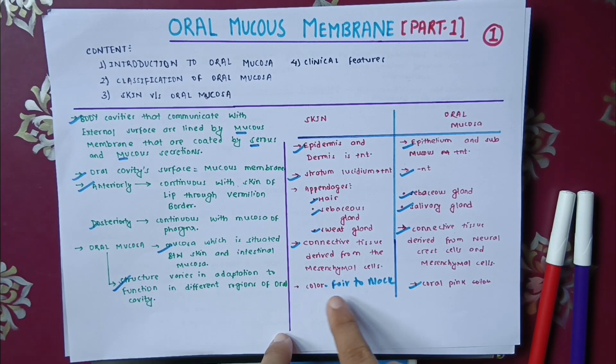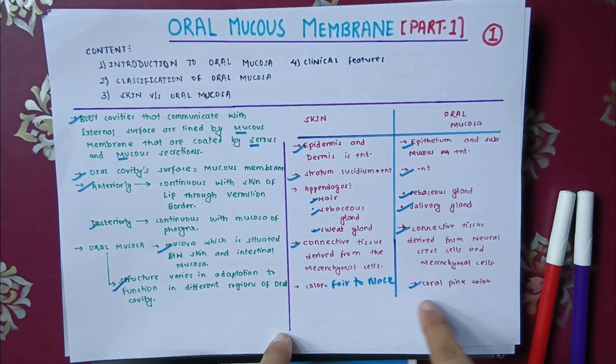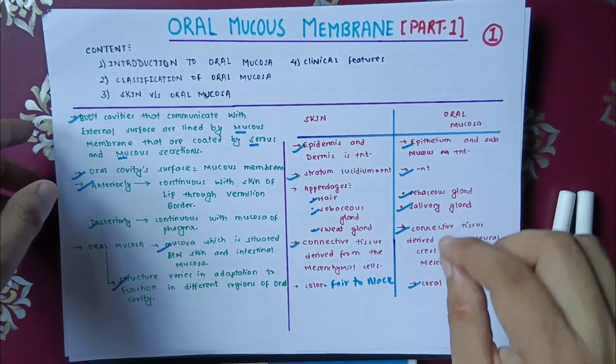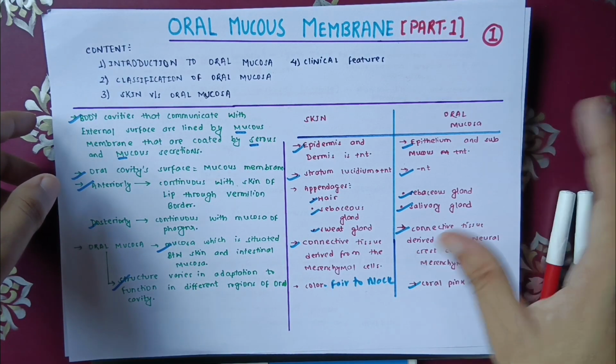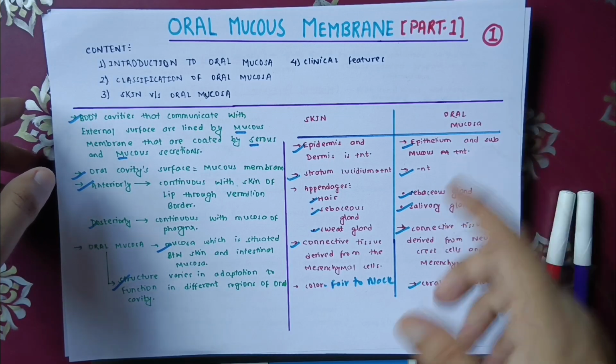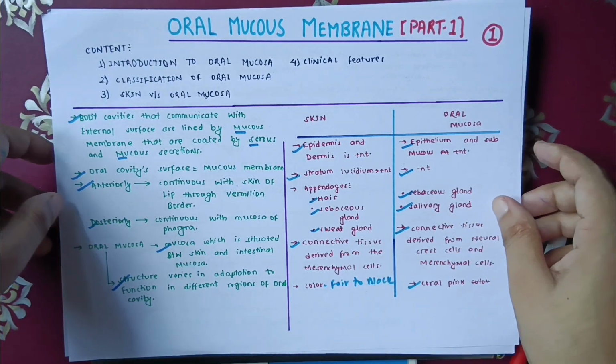And the color ranges from fair to black, and here the color is mostly coral pink, but a darkish pinkish color can also be observed in the oral mucosa. So there is variety in the color in both skin and the oral mucosa.